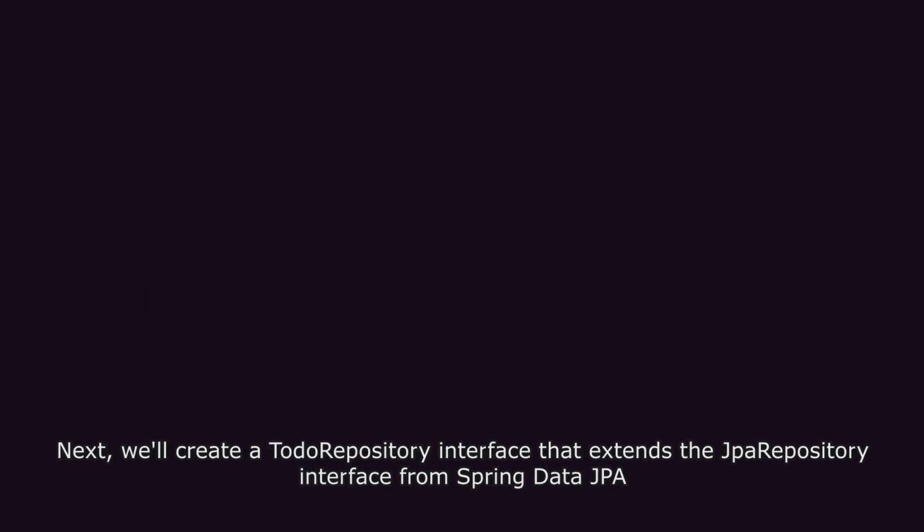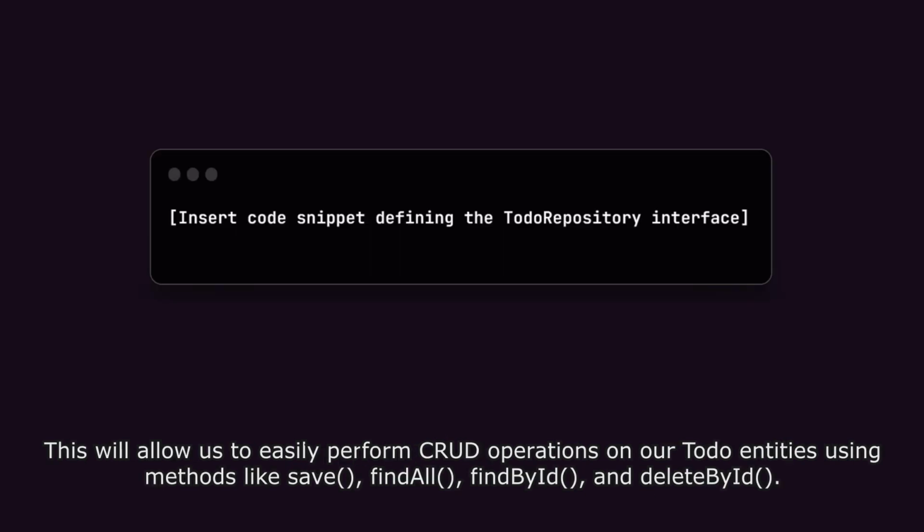Next, we'll create a data repository interface that extends the repository interface from Spring Data JPA. This will allow us to easily perform CRUD operations on our to-do entities using methods like save, findAll, findById, and deleteById. Now that we have our to-do entity and repository defined, we can start creating our RESTful web service.